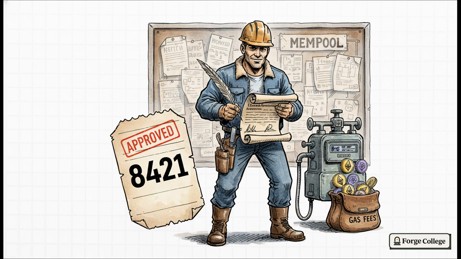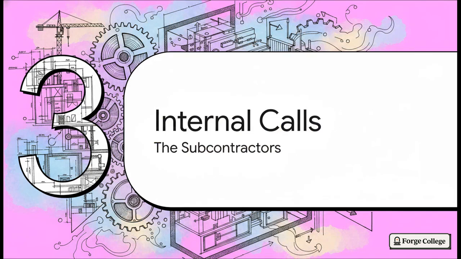Because they're the ones directly interacting with the public city office, they are completely visible in the mempool and in block listings. Most importantly, though, they form the top-level execution context. Basically, the buck stops with them. Section 3. Inside the internal calls, our subcontractors.